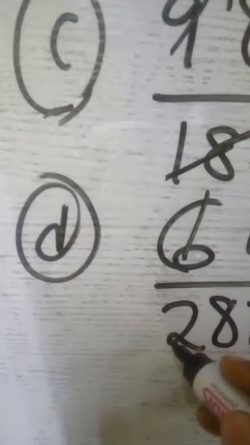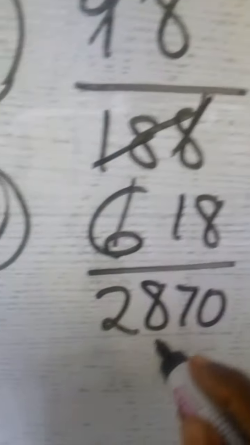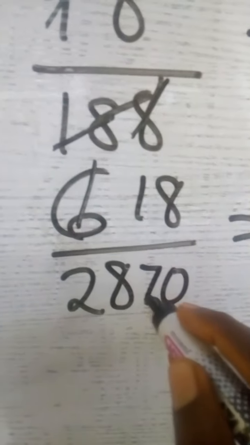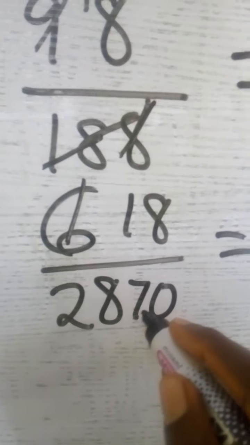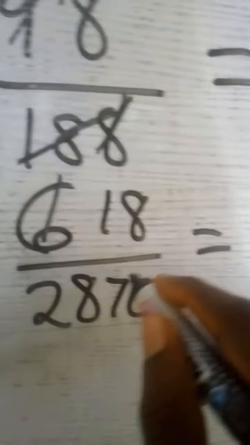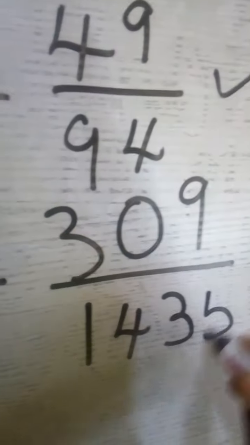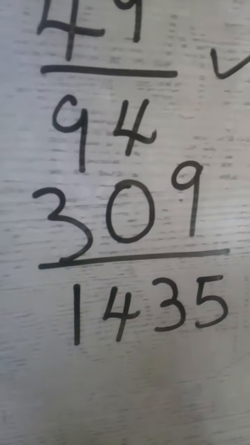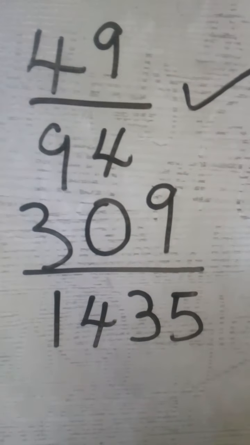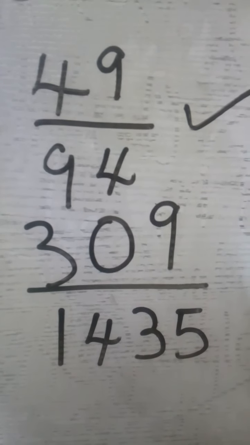How many 2 is here? That is 1. How many 2 in 8? That is 4. Then how many 2 can I see in 7? That is 3. Remainder 1. So the one that remained comes here to make 10. So how many 2 in 10? That is 5. So I have 309 divided by 1,435. Now let's look at it.